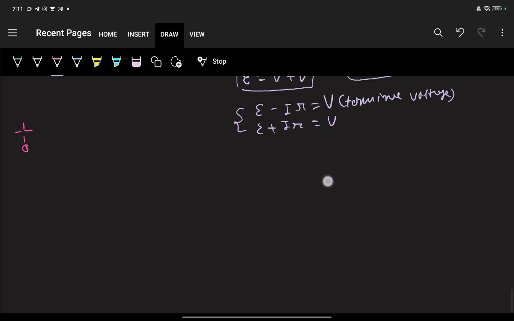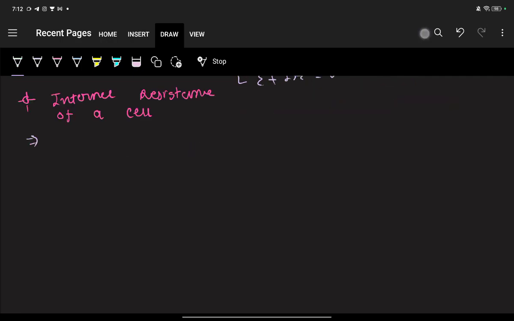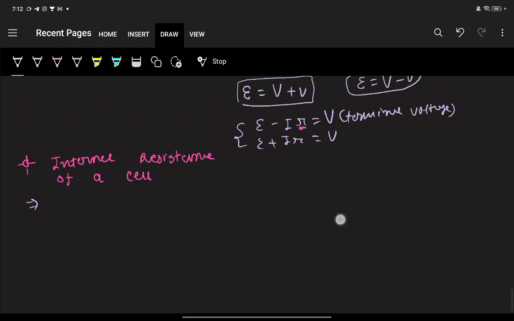So this small r was the internal resistance. Let's just discuss it, okay? Internal resistance of a cell. Alright, now internal resistance of a cell.